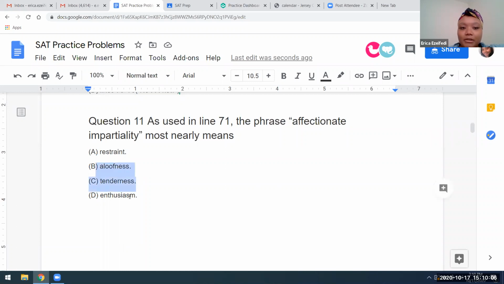Jamie was tender. Oops, sorry. Jamie was tender. Jamie was enthusiastic. So if we're contrasting the two cousins, we're going to mark out C and D because Jamie was those things, but we're referring to the cousin that showed affectionate impartiality. That was the elder cousin. So we're left with two choices: restraint and aloofness.